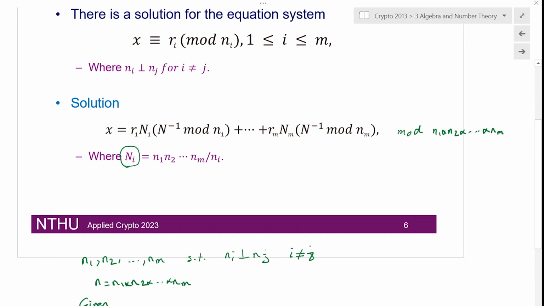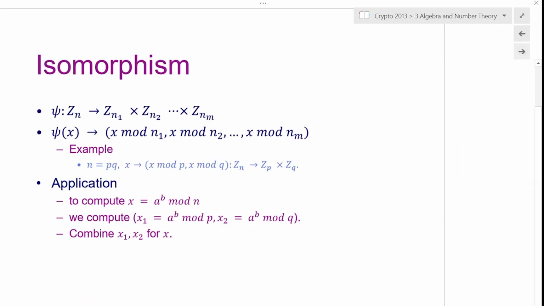It doesn't help to really go and prove this. It's just some computation. Now, I think you will understand why we bother to do this computation. There is an isomorphism relationship over here, and we have this psi function that can take an element from Zn and map it to elements of n1, n2 to nm.